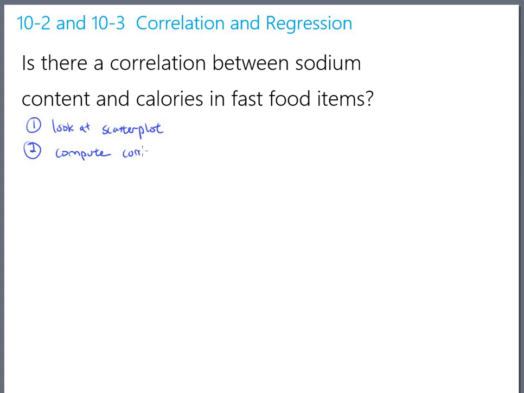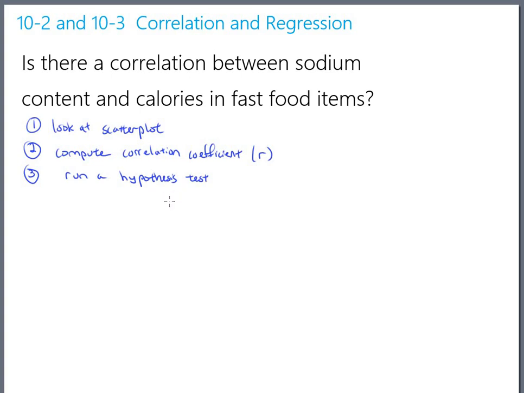We're going to compute the correlation coefficient, also known as R. And then we're going to do a full hypothesis test. And these sort of go at an increasing level of certainty. Looking at the scatter plot, you're just making a visual guess. The correlation coefficient, at least that gives you a number. But the hypothesis test is really the ultimate answer. It'll tell us yes or no.